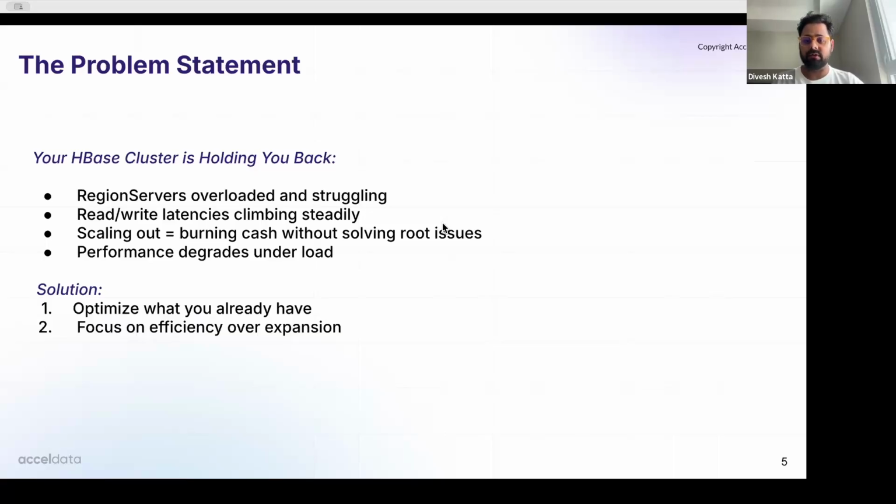But here's what most people don't realize: scaling out often just distributes inefficiency across more machines. It's like hiring more workers to dig a hole when you really need a better shovel. Today's session is about sharpening those shovels, and we are going to address the root cause, not symptoms. And the best part, these optimizations often deliver results within hours, not weeks.